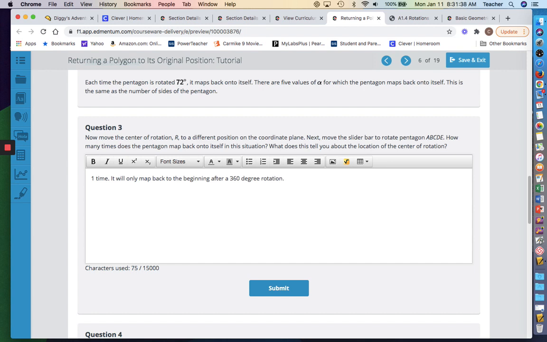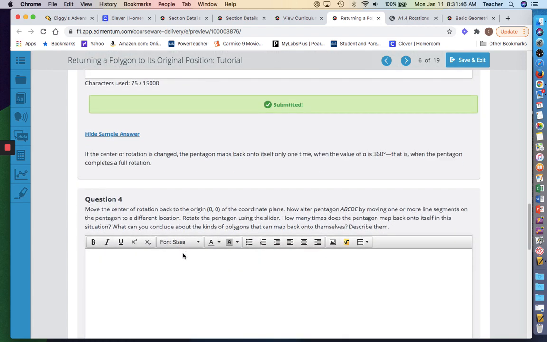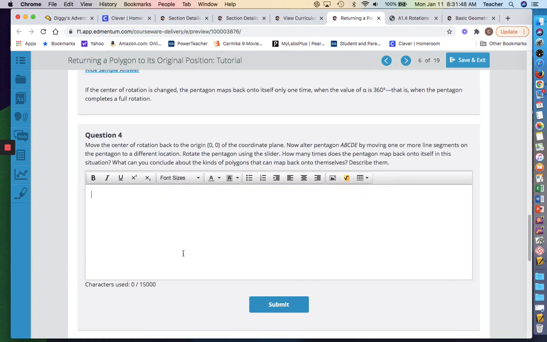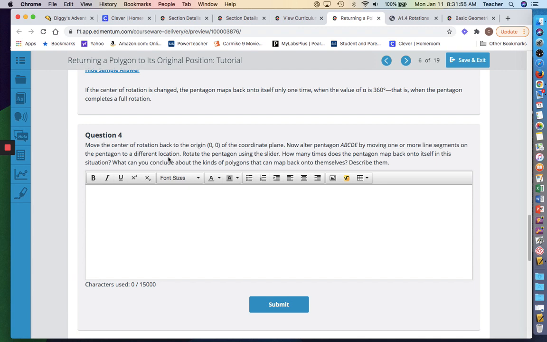And really that's because the center of rotation is not at the center of the object again. So there you go. All right, question 4. Move the center of rotation back to the origin. Okay, so let's move it back. Bam. All right, let's see now.